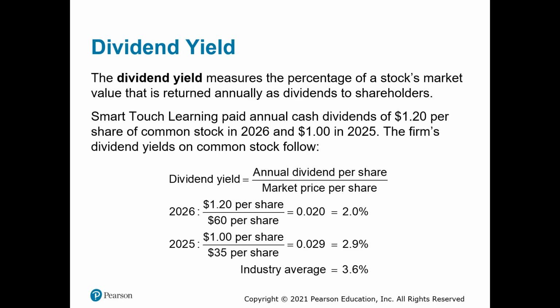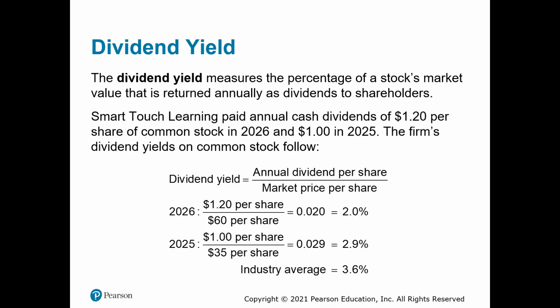Dividend yield is a measure of how much of your current market price you distribute in dividends every year. So for SmartTouch over here, we're paying a dividend of $1.20 per common share, annual dividend once a year. In 2026, it was $1 the year before. Our dividend yield on stock is, therefore, $1.20 per share annual dividend divided by our $60 market price, 2%. If somebody chose to buy our stock right now, they would get a return of 2% of the initial amount they had to pay in the form of their first dividend.